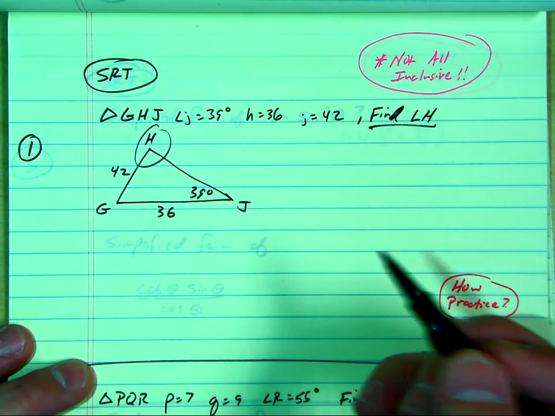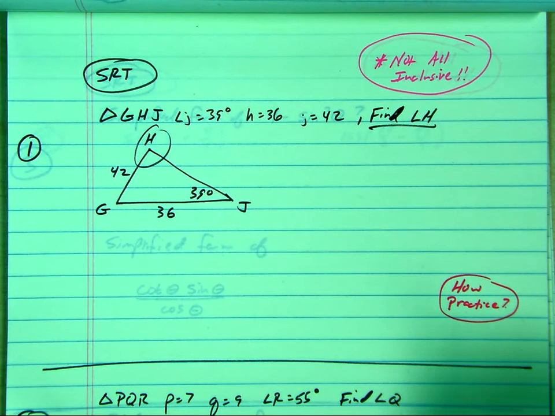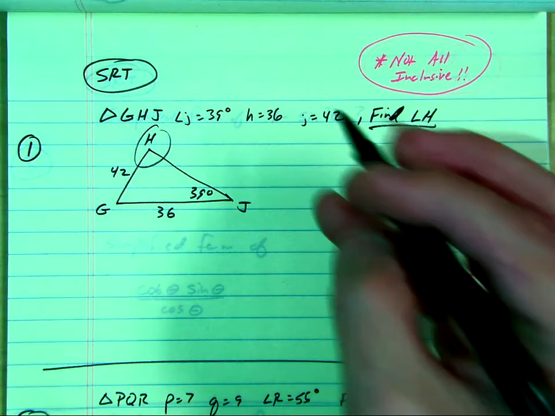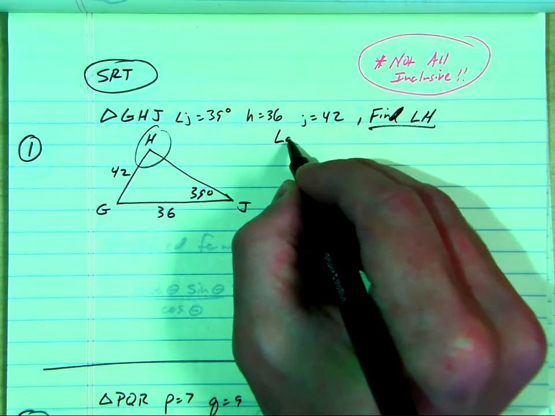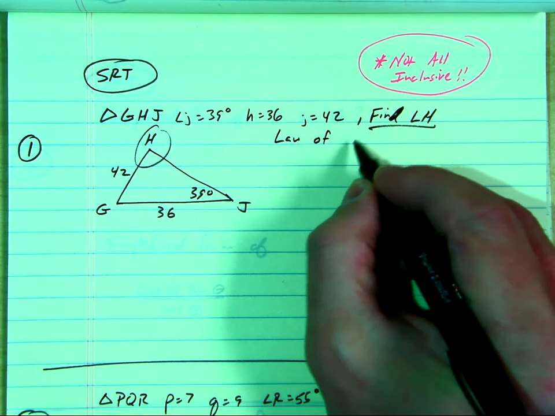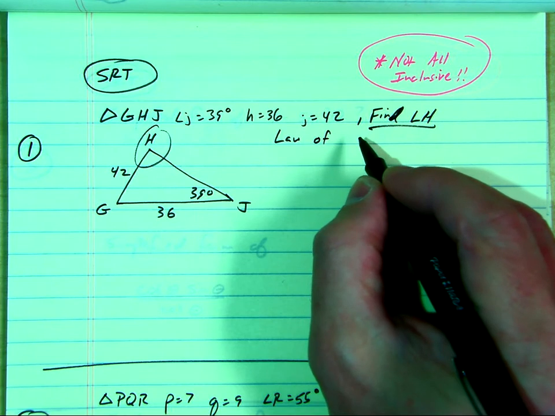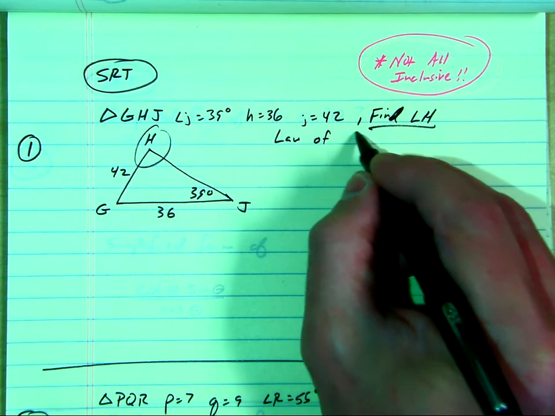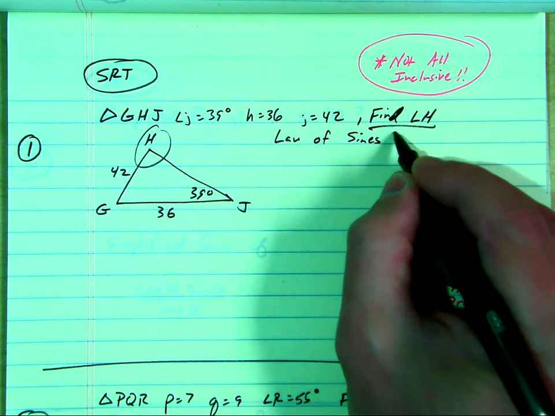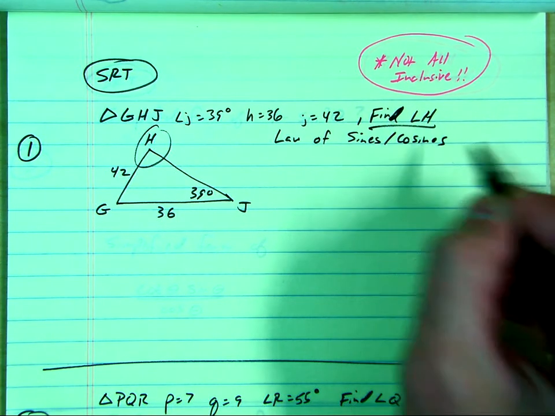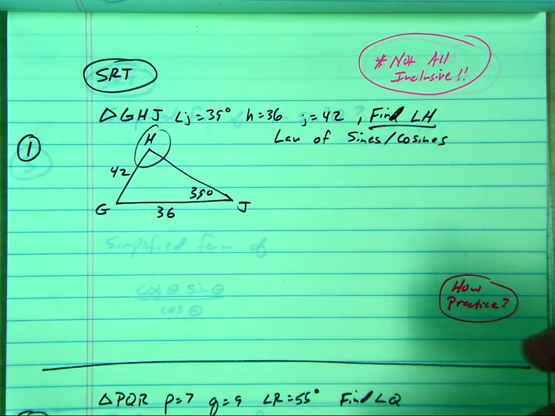Aha! So whenever it's not a right triangle, it's not labeled as a right triangle, you should think, what are the 2 laws that I'm going to have to use? Anybody? Somebody say it. Say it louder. Sines or cosines. Very good. So we got to use either the law of sines or cosines or both.